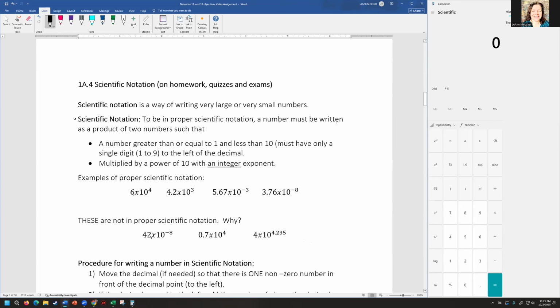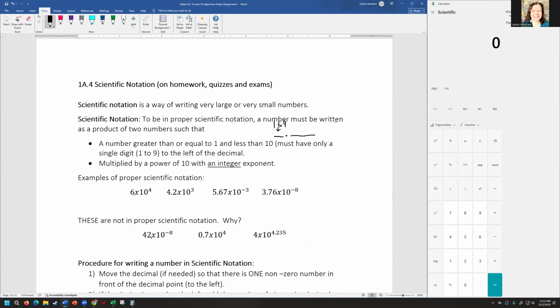So scientific notation is a way of writing very large or very small numbers in a compact format that's easy to work with. To be in scientific notation, you have to be in what we call proper scientific notation. So our number that we write has to have a number greater than or equal to 1, but less than 10 in front of the decimal. What that means is if you imagine having your decimal point, whatever goes in this blank right up front has to be something between 1 to 9. It cannot be 0, and it can't be more than one digit. It has to be a single digit.